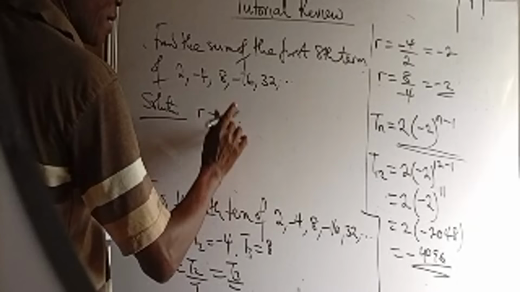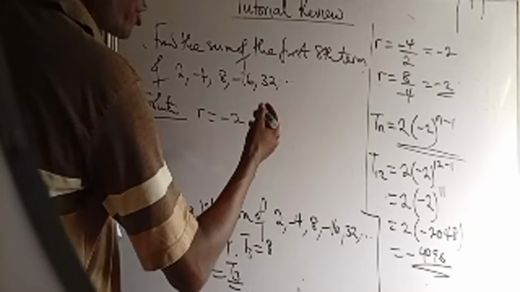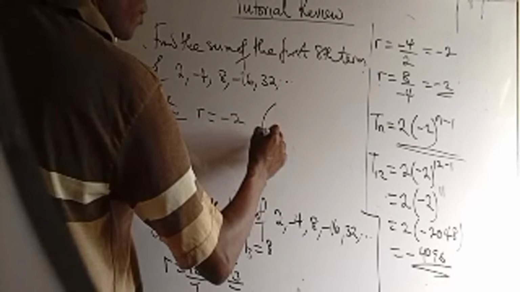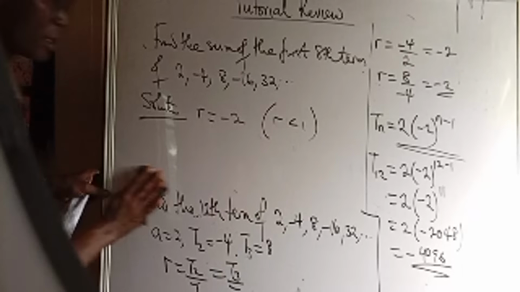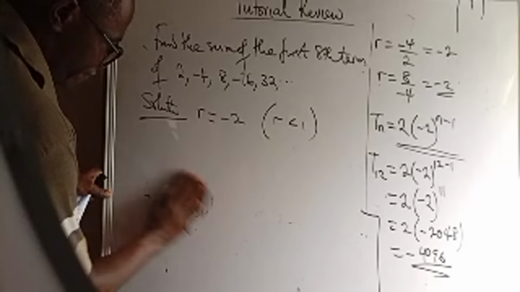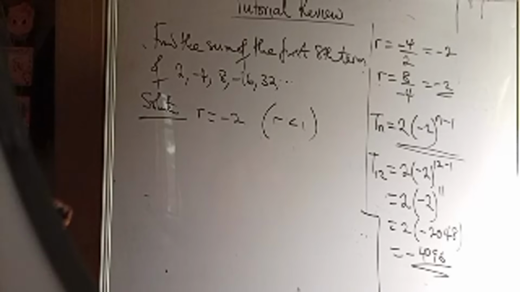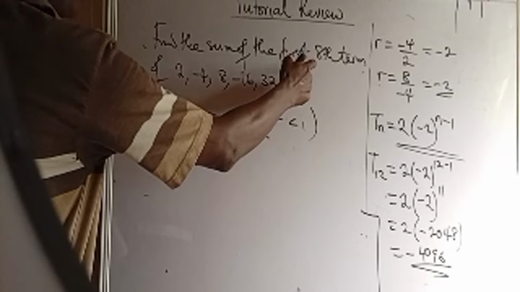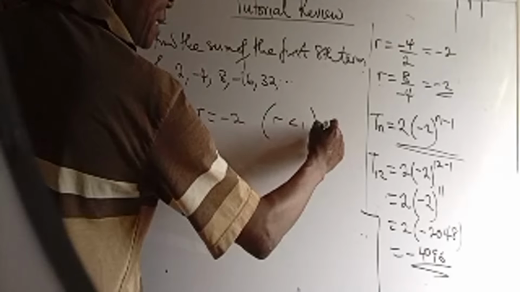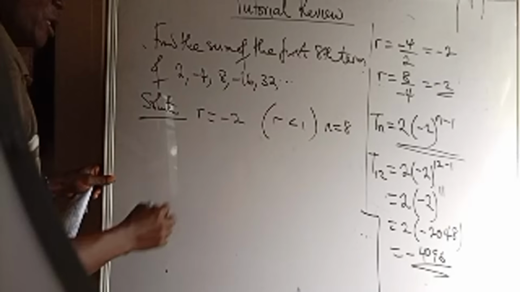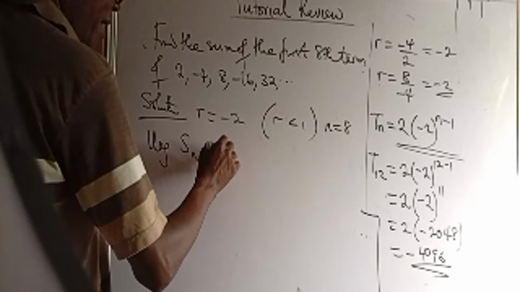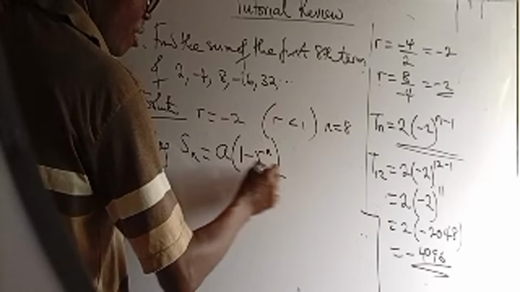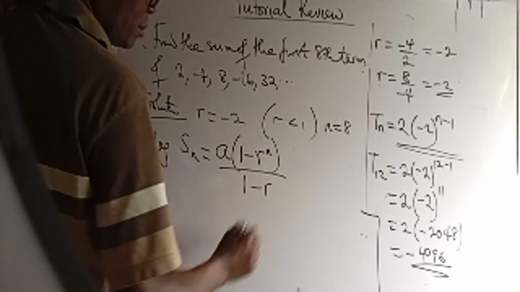Good. Since our R is minus 2, and minus 2 is less than 1, that is, R is less than 1, we are going to use the second formula. And what is the second formula? Don't forget, sum of 8th term, so our n is 8. Using Sn is equal to A into 1 minus R raised to power n, all over 1 minus R. Because our R is minus 2, it is not up to 1, so we use this formula.